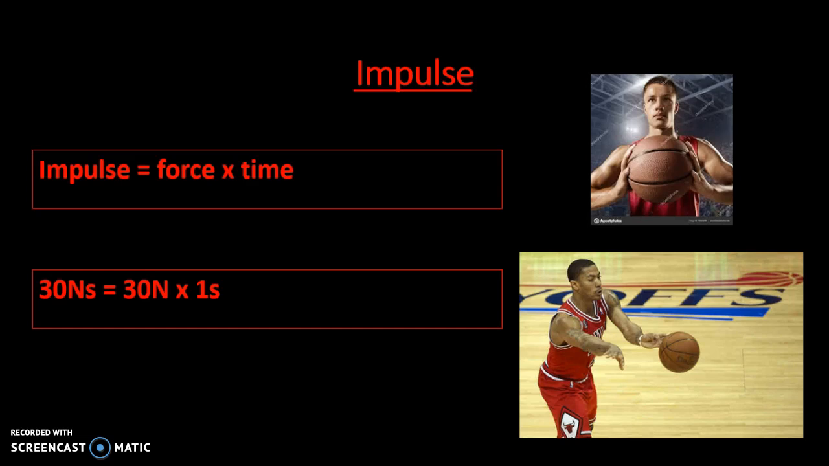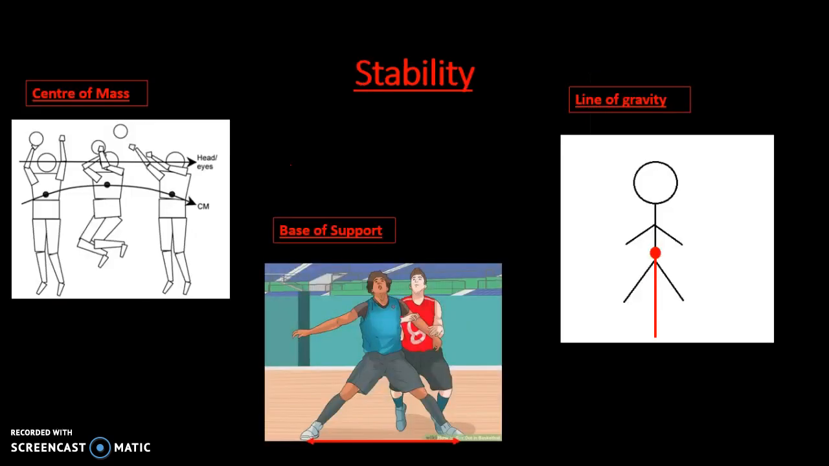In order for there to be a change in momentum, either the mass or velocity, or the force or time applied, have to change, and when this occurs, that is impulse. We'll now look at stability.